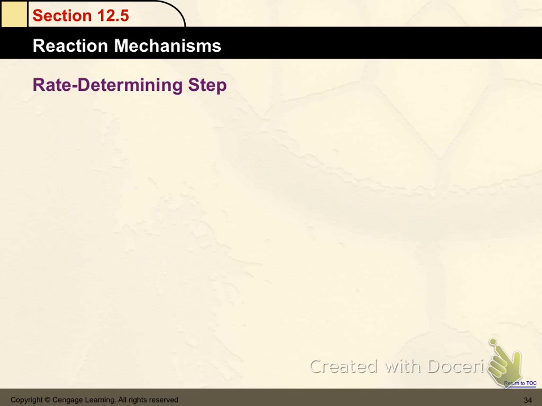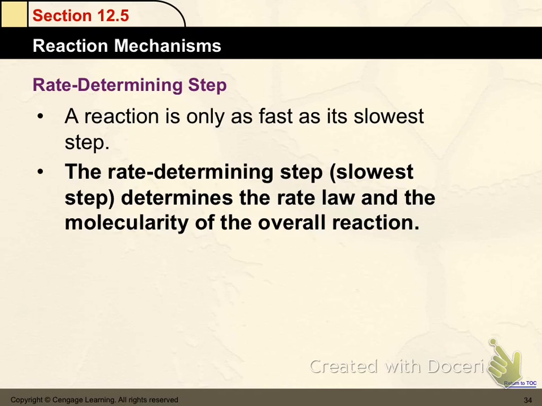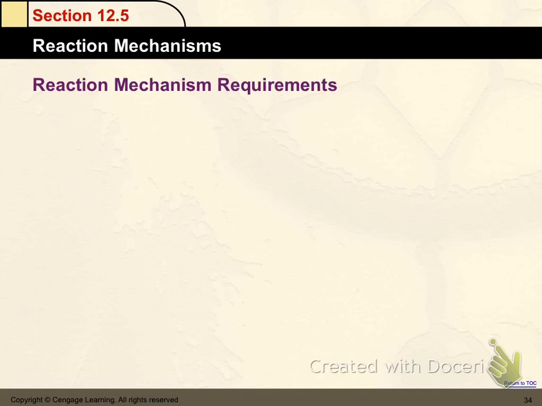Now, I said something about a rate-determining step before. Okay, here we go. A reaction is only as fast as its slowest step. Kind of makes sense, right? It's like you're only as strong as the weakest link. Same idea. So you can have like 4 different reactions that go super, super fast, and they're all intermediate steps. But if you got one reaction that takes like 14 hours to complete, guess how long your reaction's taking to complete? Yep, 14 hours. So you're only as fast as your slowest step. We call this step the rate-determining step. It determines the rate law and the molecularity of the overall reaction. So from that rate-determining step, we're going to be able to develop a rate law.